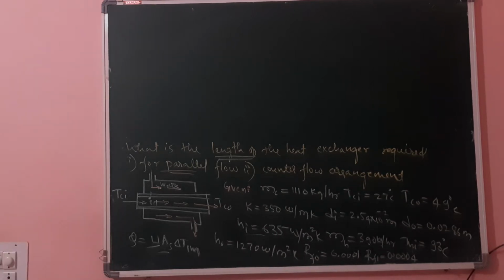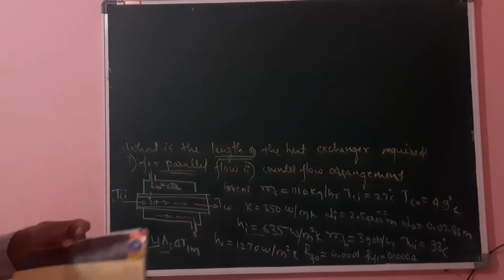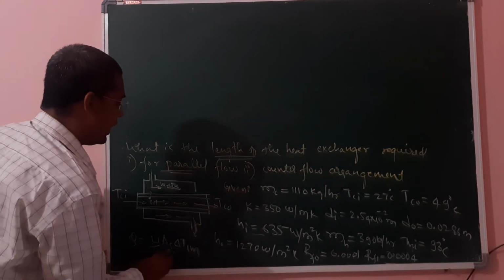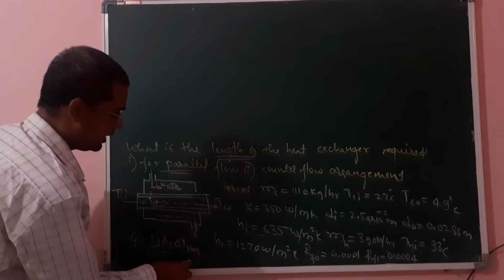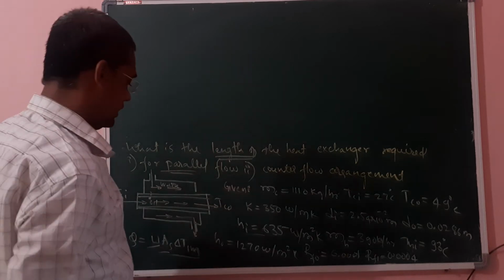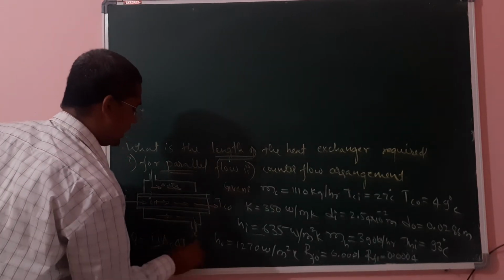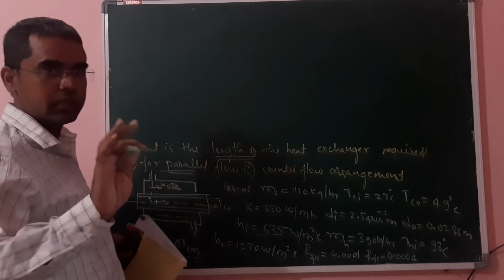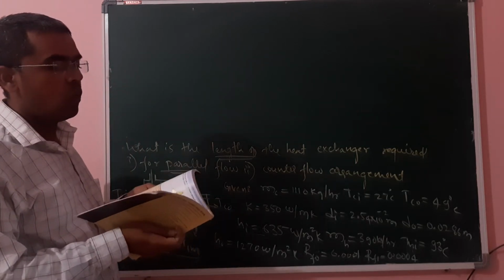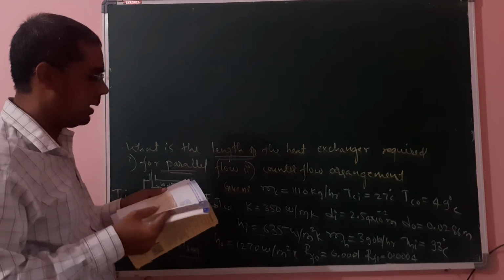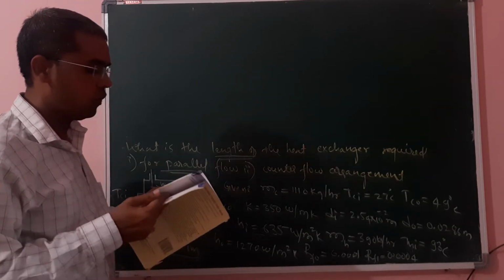Okay, therefore, to calculate U, that is the overall coefficient, Q is equal to UAS into delta TLM. It is simple. First we will calculate U, second we will calculate delta TLM. After that we will calculate AS. Once we calculate AS, we can calculate the length of the pipe, for the parallel flow and counter flow heat exchanger.